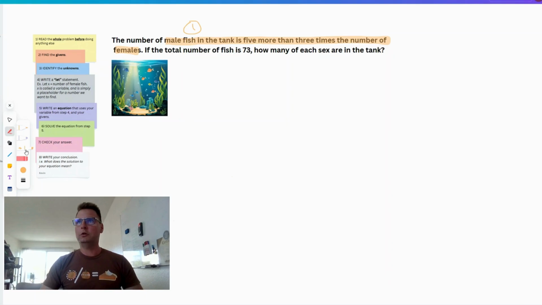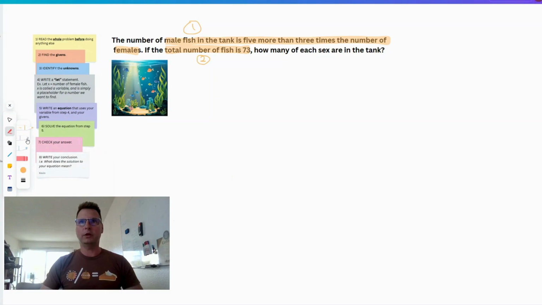Do you see another one here? Yep, you guessed it. The total number of fish is 73. So we have another piece of information, let's call it number 2. What about how many of each sex are in the tank? That's not information, right? That's something we're trying to find, something we don't know. So that brings us to step 3, identify the unknowns.